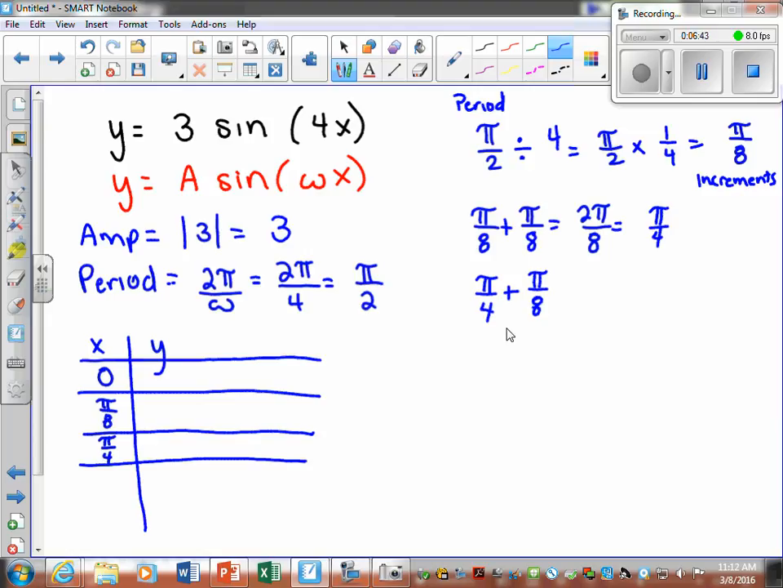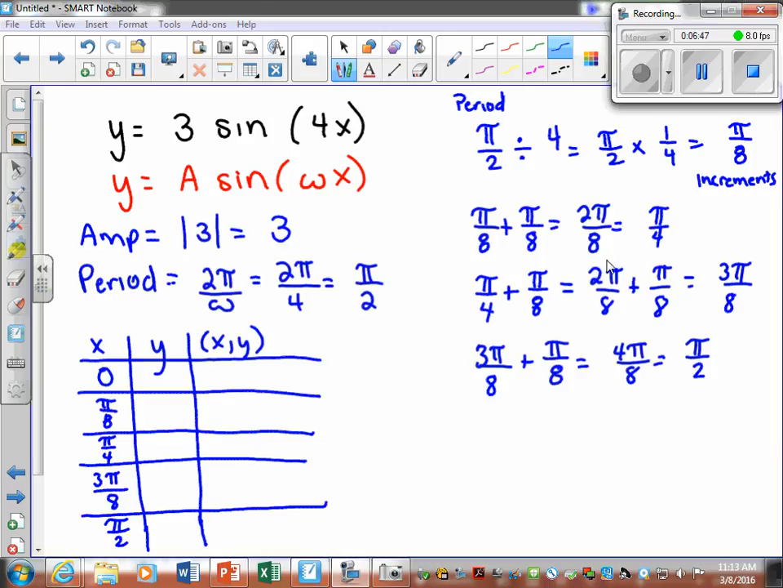I'm going to finish out this process to fill out this part of my table. So I'm going to pause it and do that. Okay, so check your work on that. Basically, we're going to start at 0, and we want to use our period to divide it into 4 equal parts so that we have nice, equally spaced x values. So when we found out our increment was pi eighths, you can see each time I just added pi eighths, added pi eighths, added pi eighths to get nice, equally spaced points. Now, the next thing we want to do is use our unit circle to fill out the table just like we did in the previous example.